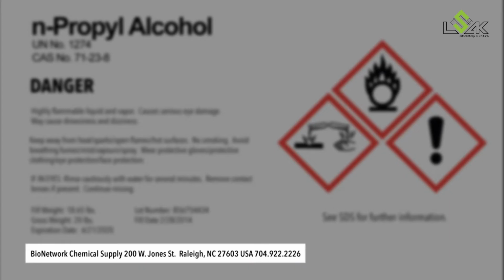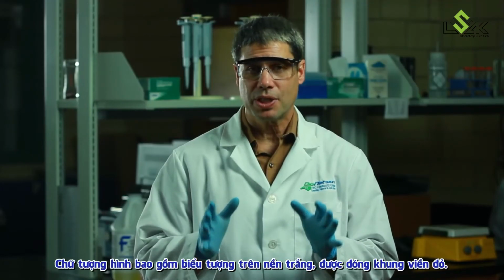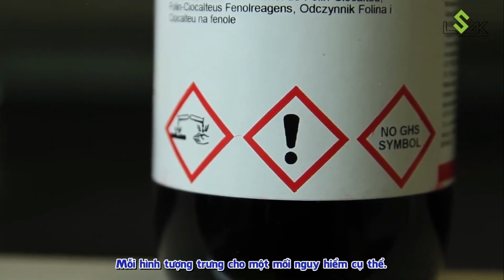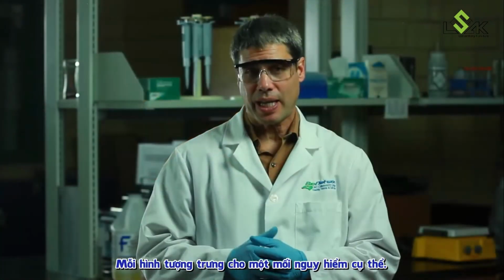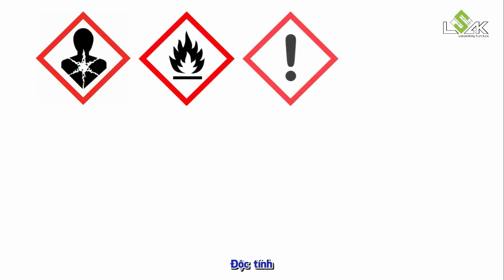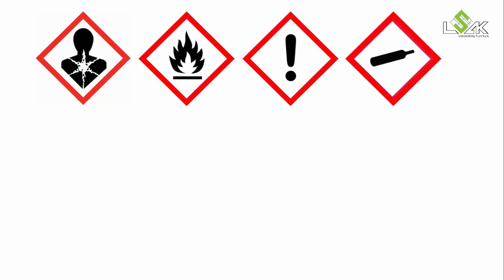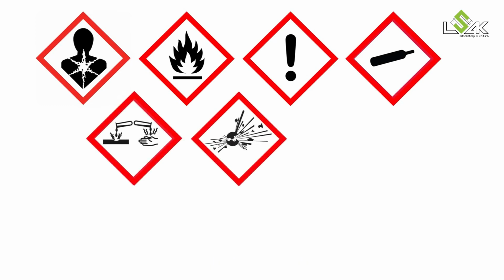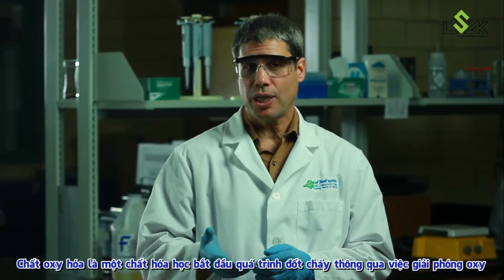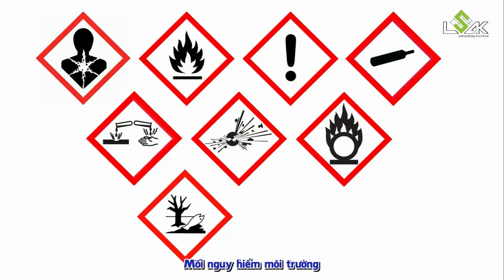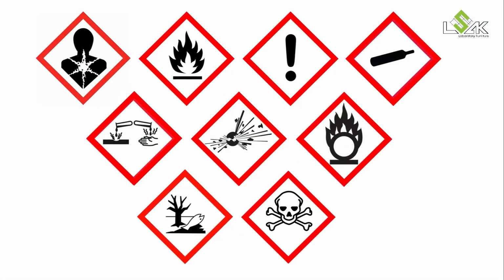contact information. Pictograms consist of a symbol on a white background, framed in a red border. Each pictogram represents a specific hazard: health, flammability, toxicity, compressed gases, skin and eye protection, unstable explosives, oxidizers. An oxidizer is a chemical that initiates combustion through the release of oxygen, environmental hazards, and acute toxicity.